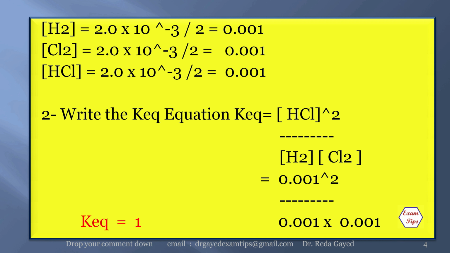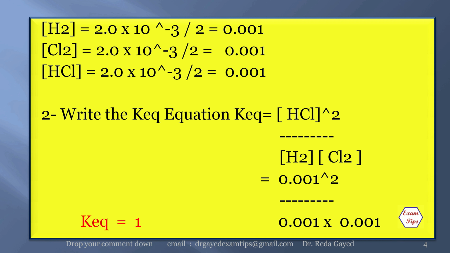So the new concentration here is 0.001 for all of them. The second point: write the equilibrium constant K equation. As I mentioned before, the equation is the concentration of products over the concentration of reactants, and each product or reactant should be to the power of its coefficient.